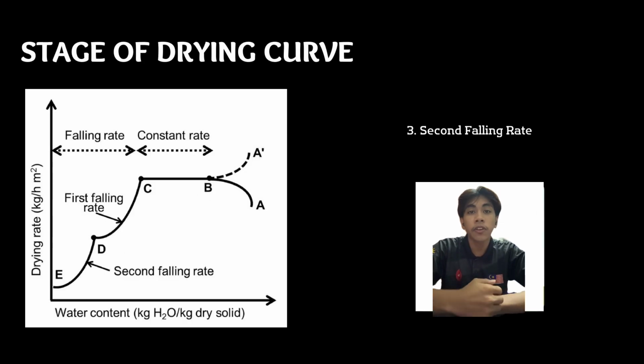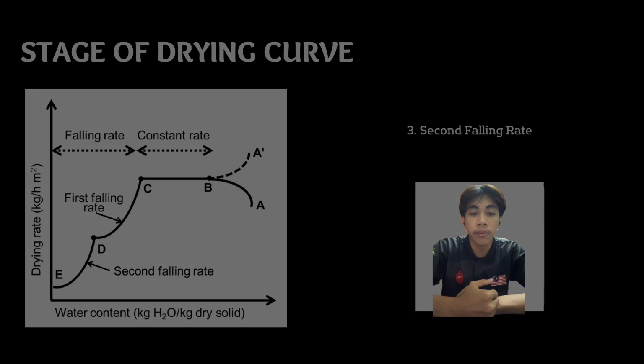Next, we have the second falling rate stage. The second falling rate stage starts at point C and continues until point D. The drying rate decreases more rapidly compared to the first falling rate stage. At this stage, the material has significantly lower moisture content. The moisture is bound more tightly within the material and the internal diffusion becomes even slower. The drying rate is now heavily influenced by the internal structure and properties of the material.